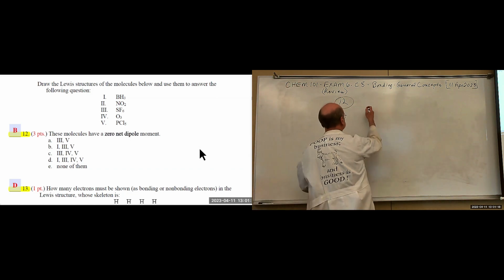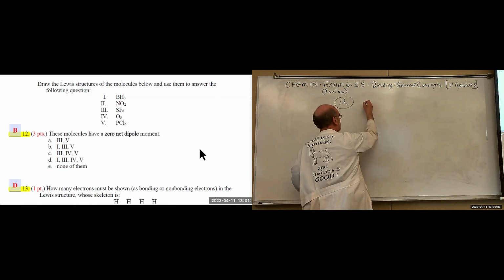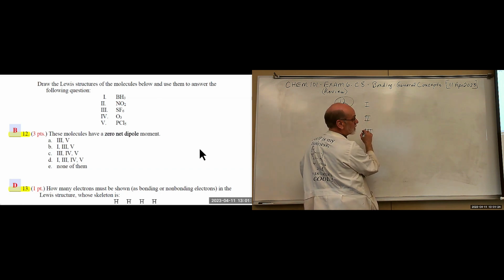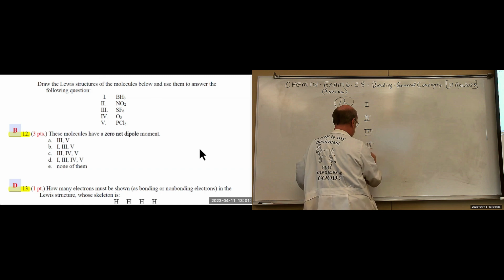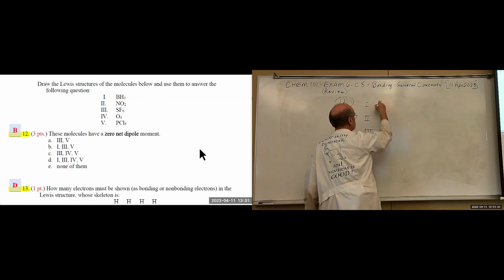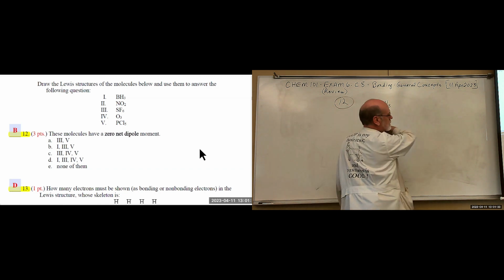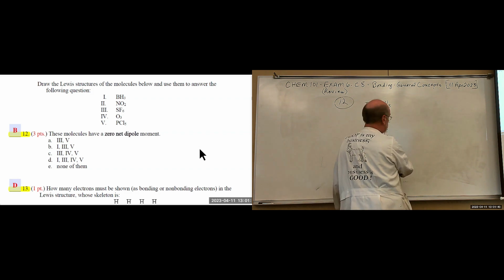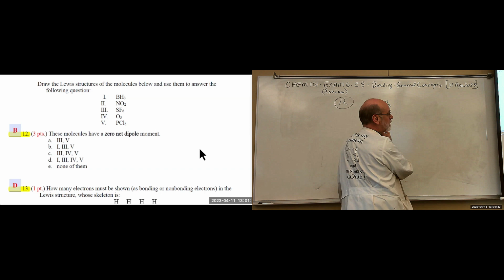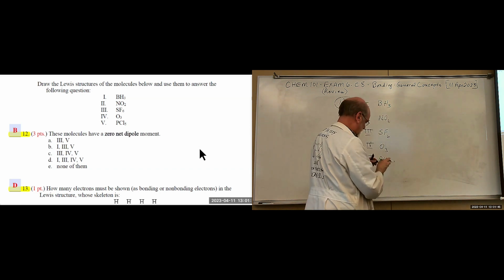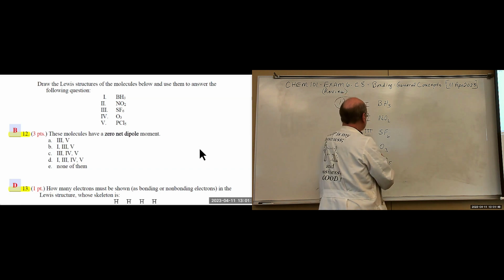Okay. And 4 and 5. Okay, so we got boron trihydride, nitrogen dioxide, sulfur hexafluoride, ozone, and phosphorus pentachloride.